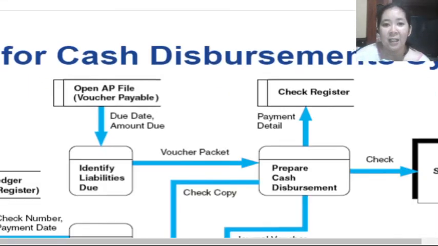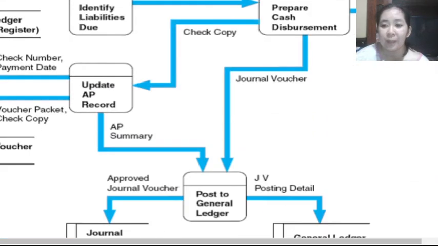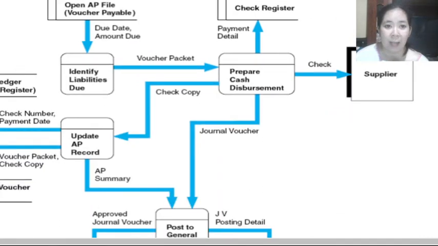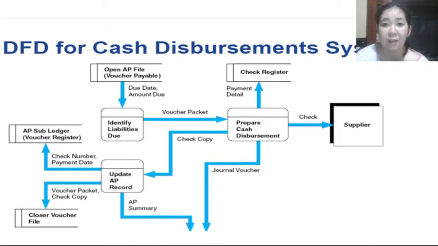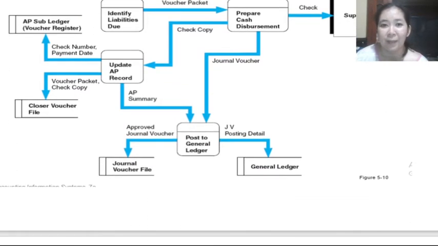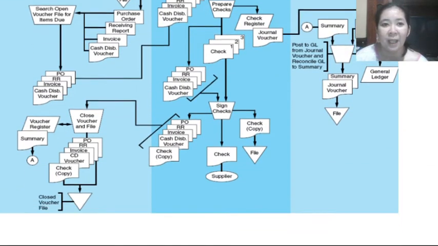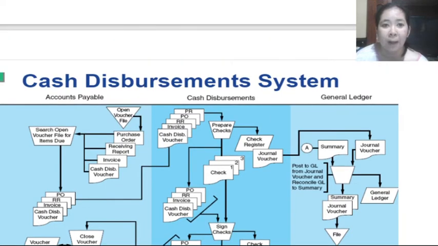Okay, so in a data flow diagram, this is how it will look like. You just illustrate it using the data flow diagram. Okay, so we also have here the cash disbursement system.